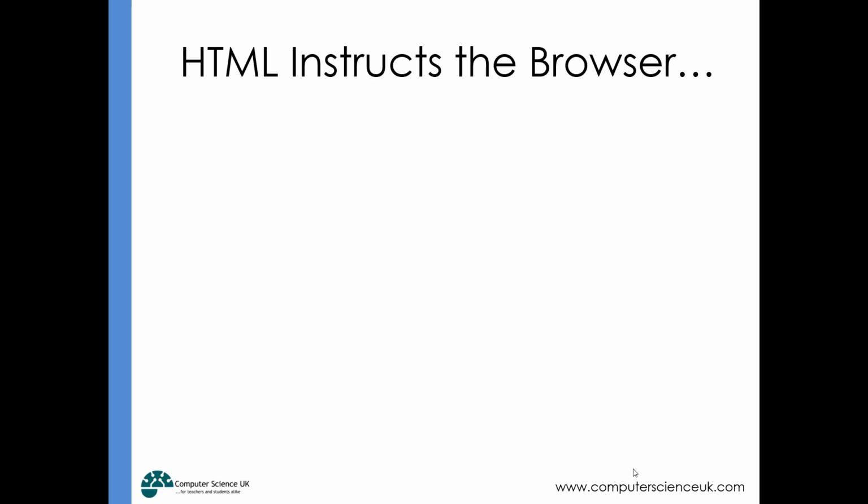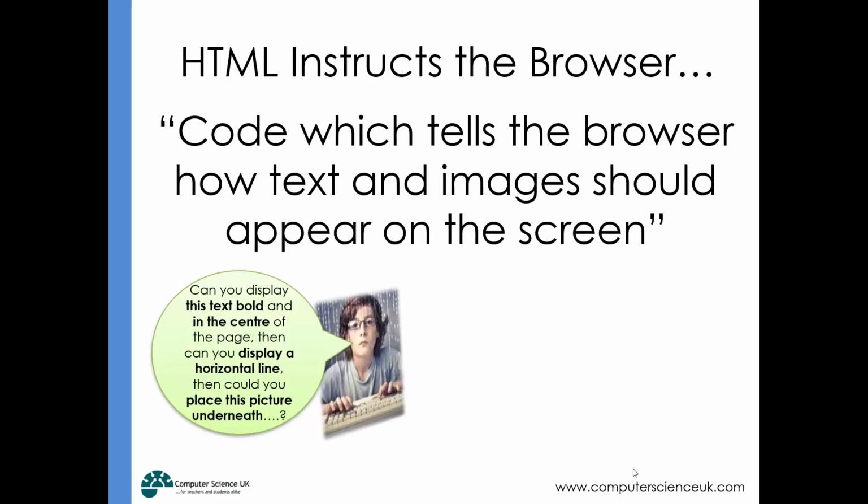So what is HTML? Well, from the previous unit that we did, we should have understood that HTML basically instructs the browser how to display text and images on a web page. So for example, the code will tell the browser how the text should be bold and to the center. Perhaps that a line could be displayed across the screen. And then the browser would go, yep, no problem, and display the content exactly how the code dictates. Let's have a little look at a bit of HTML just to really remind us of how it all works.